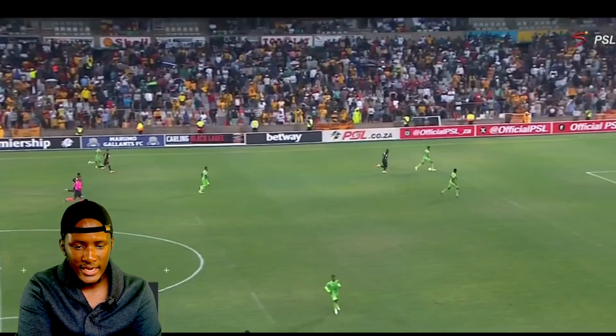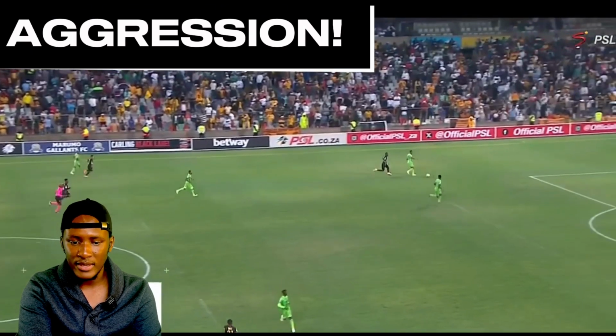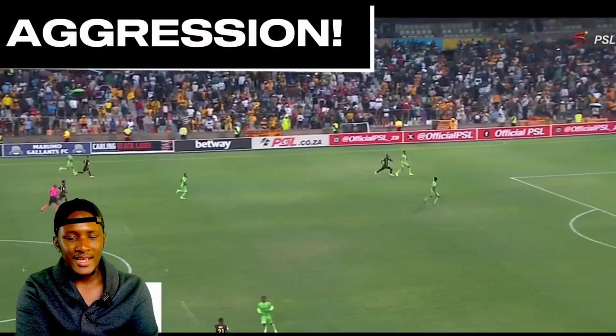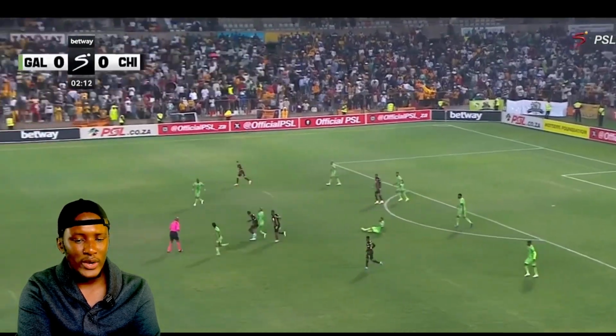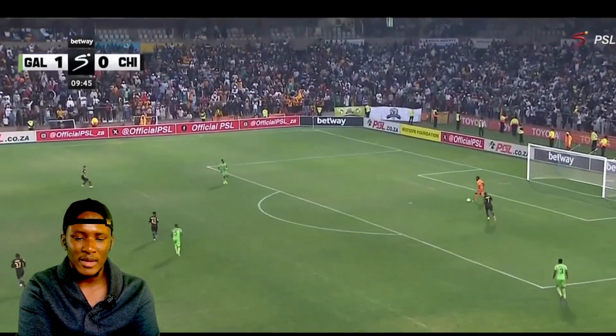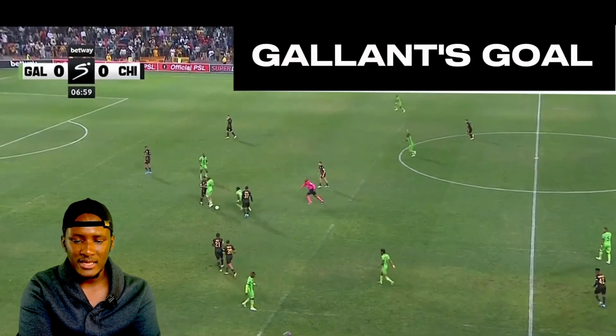Let me show you. You see here, the first minute we're pressing, and then 2 minutes we're there pressing, winning the ball back. Aggression, something we're talking about. This is Chiefs again, pressing the ball.